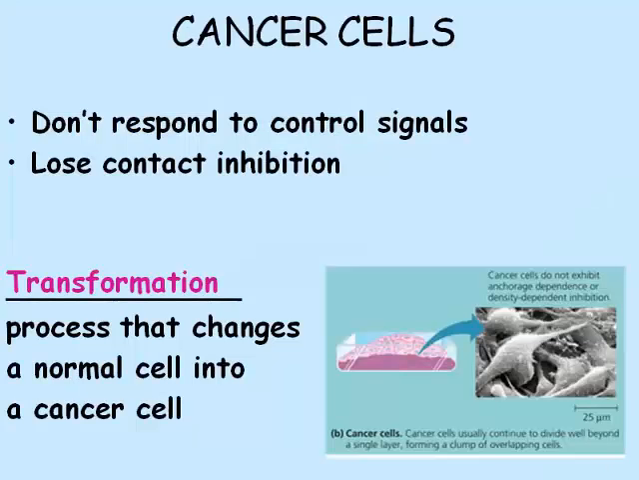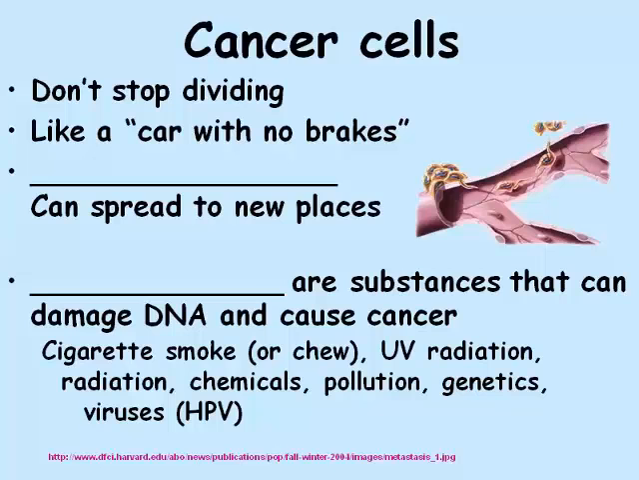So cancer cells don't respond to control signals. They lose contact inhibition, so even if they're touching other cells, they'll continue growing. Transformation is the process that changes a normal cell into a cancer cell. So again, they don't stop dividing, like a car with no brakes. Metastasis means they can spread to new places. So our malignant tumors, we would consider metastatic, meaning that they can spread.